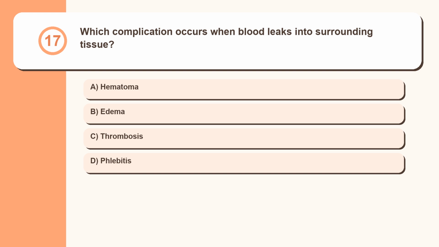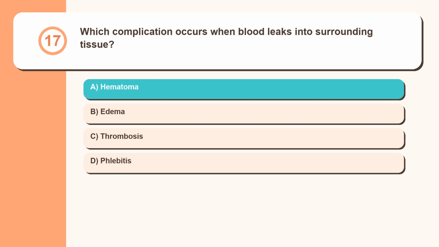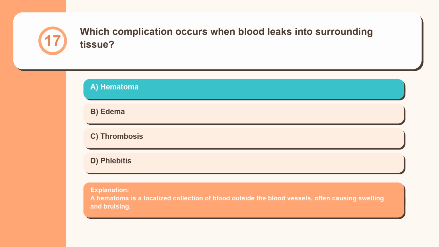Question 17. Which complication occurs when blood leaks into surrounding tissue? Hematoma, edema, thrombosis, phlebitis. A hematoma is a localized collection of blood outside the blood vessels, often causing swelling and bruising.